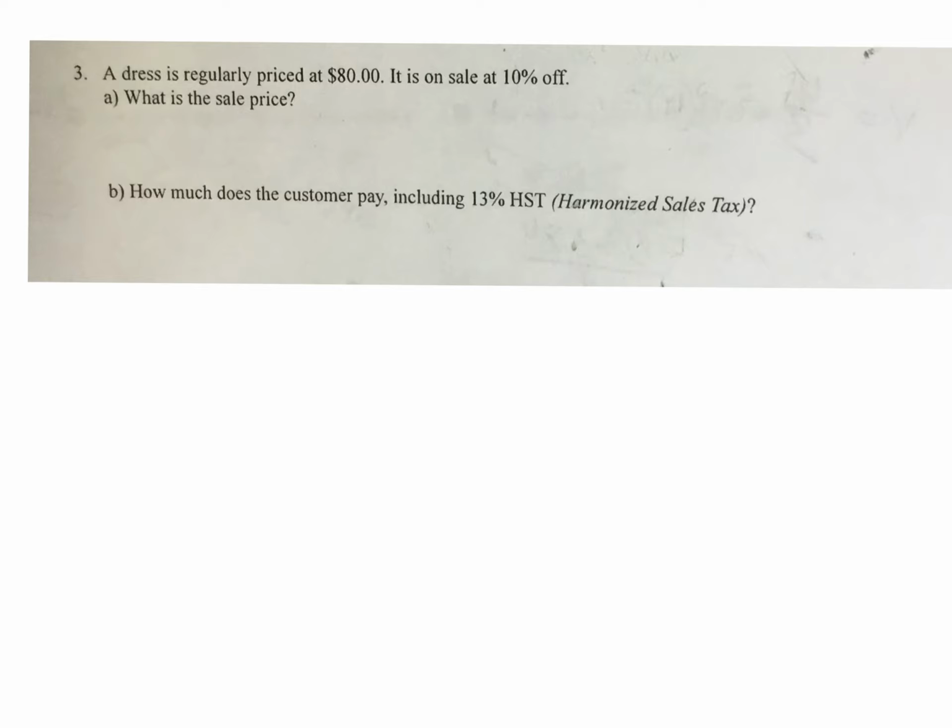In this question, it says a dress is regularly priced at $80, but it's on sale at 10% off. So you are saving 10%. We are trying to figure out the sale price. So the original price is what? How much is it originally with no sale? $80.